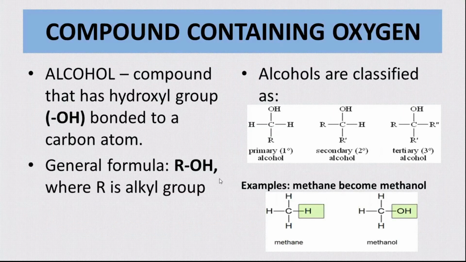Compounds containing oxygen. So what are the compounds containing oxygen? The first one is alcohol. Alcohols are compounds that have a hydroxyl group, OH, bonded to a carbon atom. The general formula is ROH, where R is the alkyl group. That is how we know if the compound is an alkene, alkane, or alcohol: if it is bonded with OH, it is an alcohol.